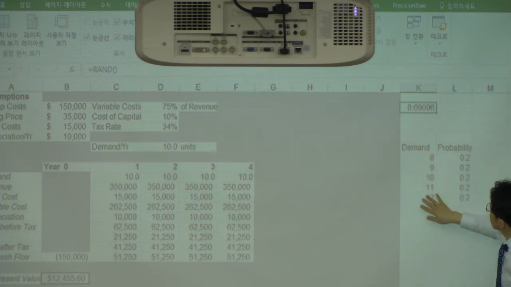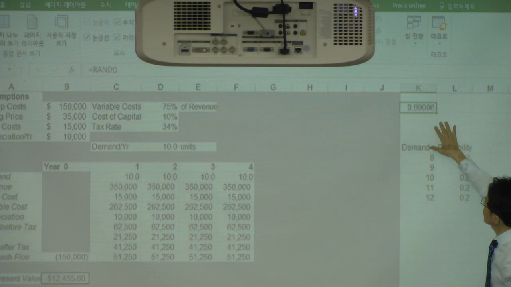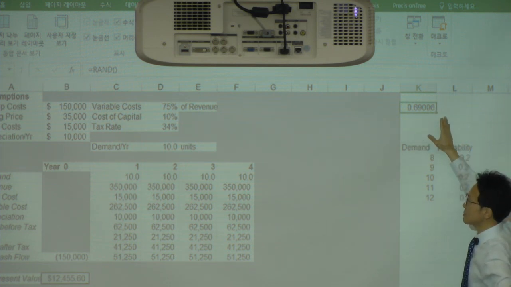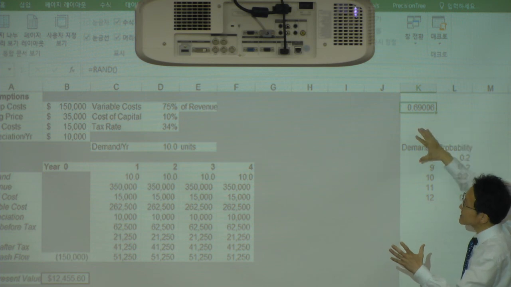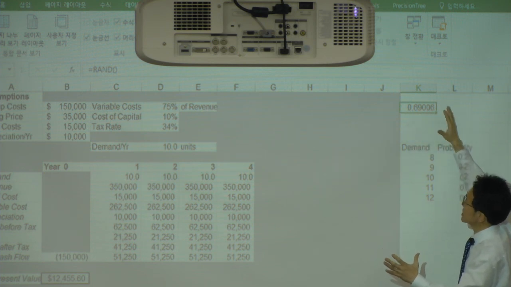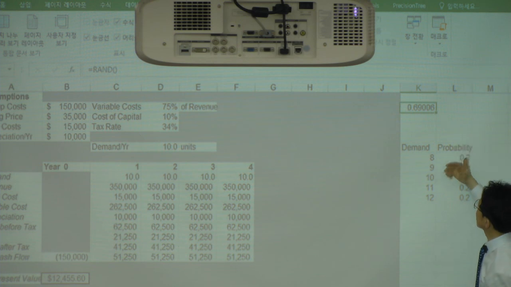If I want to incorporate this one, usually the minimum value is 8, and the maximum value is 12. And I know that the random number is between 0 and 1, and the probability that the random number will be 1 is 0 actually. In other words, it is always less than 1, and always larger than 0. And having said that, if I believe that each one of these demands occurs equally likely, then I have an idea to formulate the demand function.